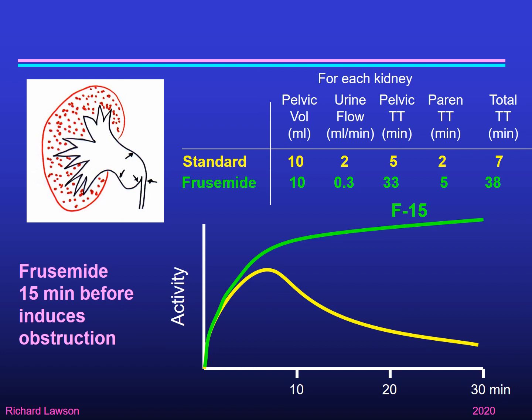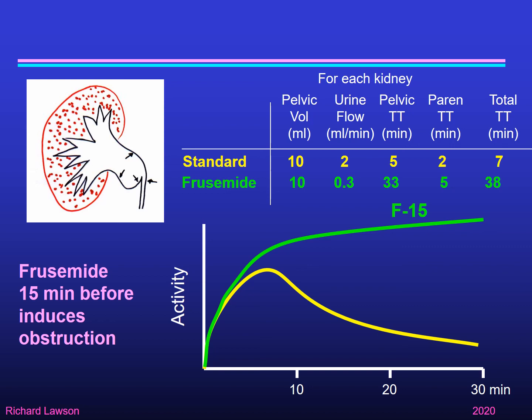So instead of the flow rate going up, it drops down dramatically, let's say to 0.3 mils a minute, which means the time through the pelvis is now 10 over 0.3, which is 33 minutes. The parenchymal transit time goes up a bit as well. So we end up with a total transit time of 38 minutes, and we end up with a curve like this that just doesn't empty at all. Now, to see that effect at its greatest, we have to wait for the Frusemide to take effect.